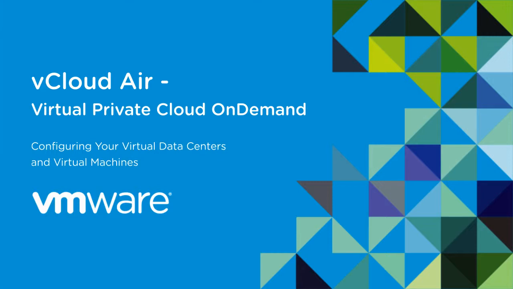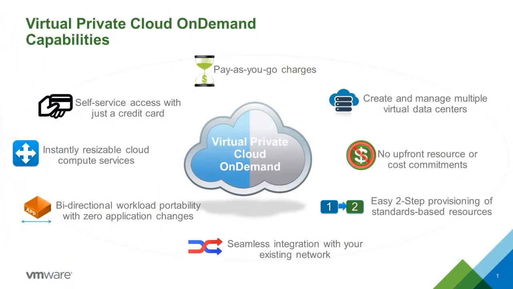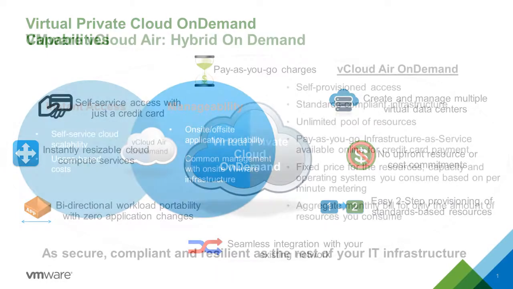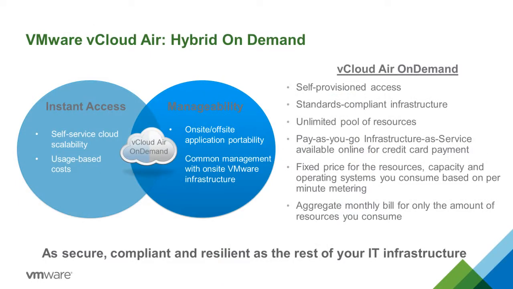Before we jump into the web interface for VPC on Demand, let's run through a quick overview of this solution, which is provided as part of vCloud Air. VPC on Demand is a pay-as-you-go, infrastructure-as-a-service offering that allows you to set up and utilize a secure virtual data center in the cloud. It includes configurable storage and networking and provides you with a VMware-compatible platform. You can use this platform to create new virtual machines or dynamically scale your existing virtual machines without purchasing new hardware in your data center.